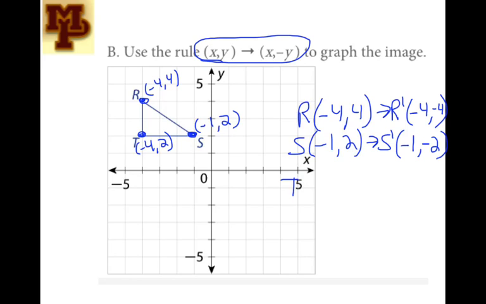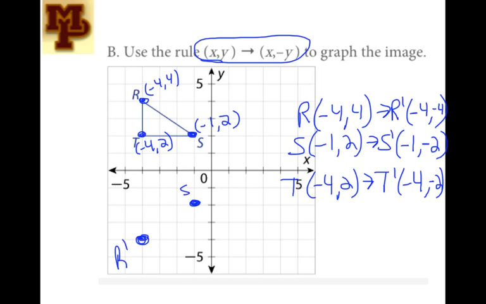And t right now is negative 4, 2, and it's going to become t prime, and that would be negative 4, negative 2. Alright, let's plot those new points. So negative 4, negative 4, 1, 2, 3, 4, 1, 2. So this would be r prime. And then s prime, negative 1, negative 2, and t prime, negative 4, negative 2. Okay, so t prime, and connect those.